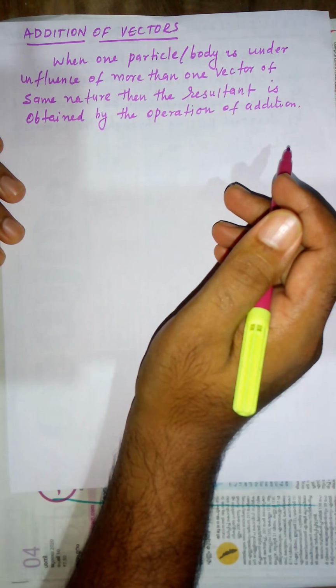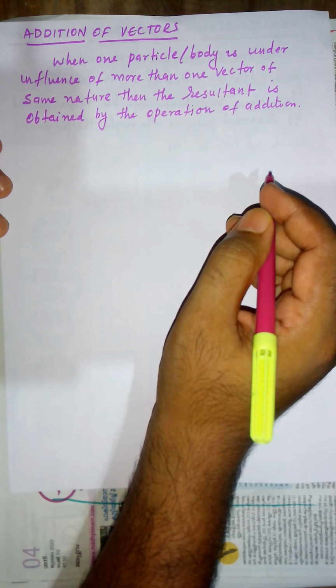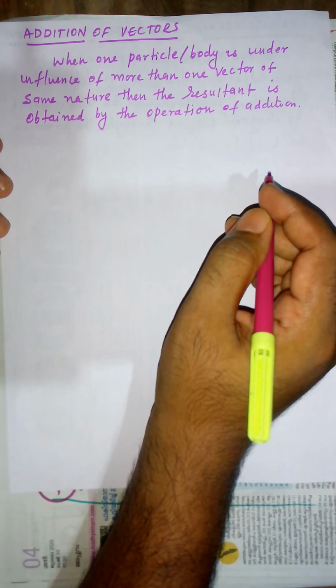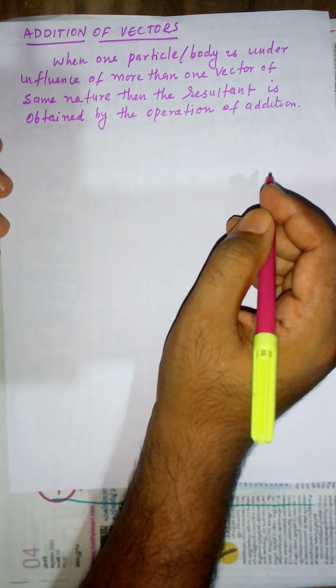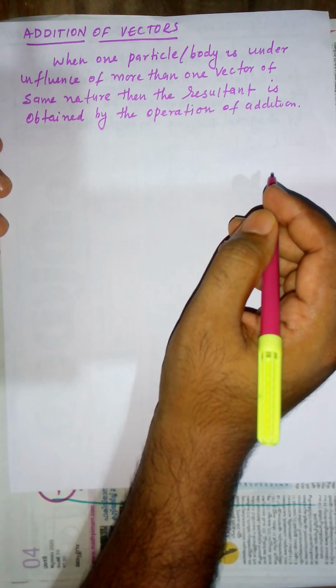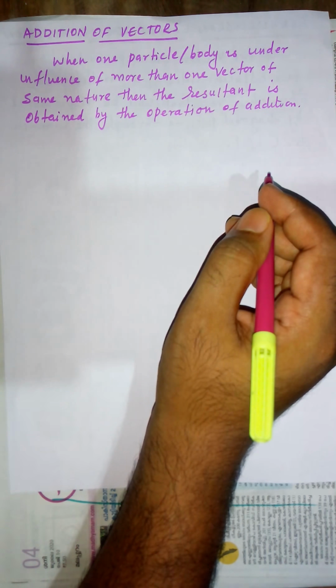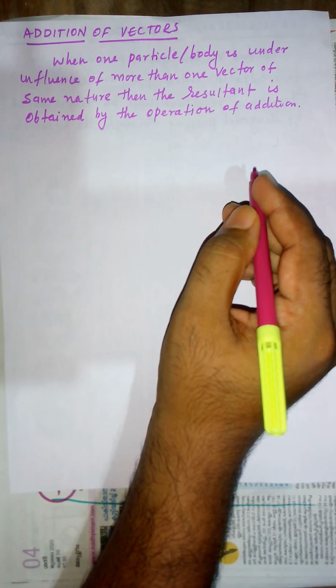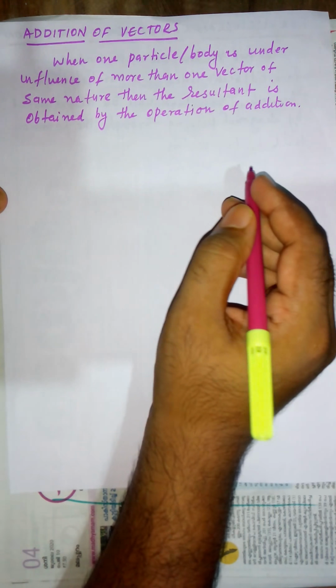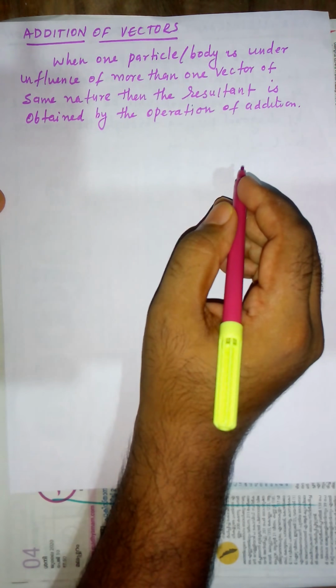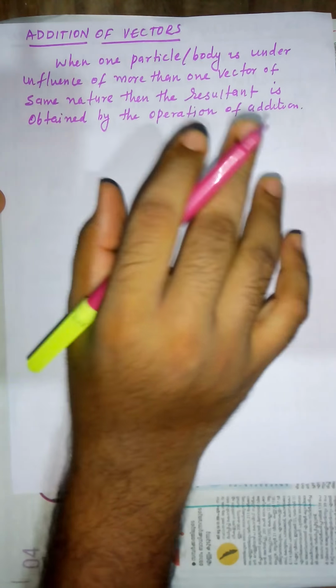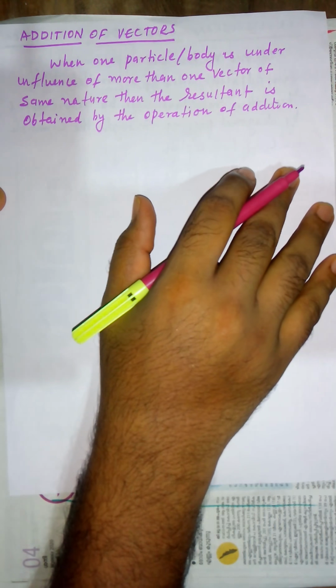Okay, hello dear students. Today we are going to discuss a new topic, that is addition of vectors. In the last class we have studied what is a vector, how to represent a vector, and what the different types of vectors are. All those things we have discussed in the last class, and now we have to discuss how to add two vectors. Okay, so normally to add two vectors, at least two vectors of the same nature are required.